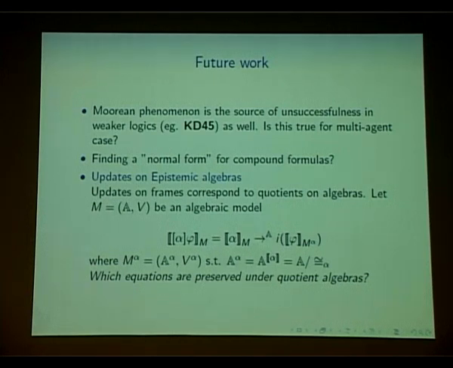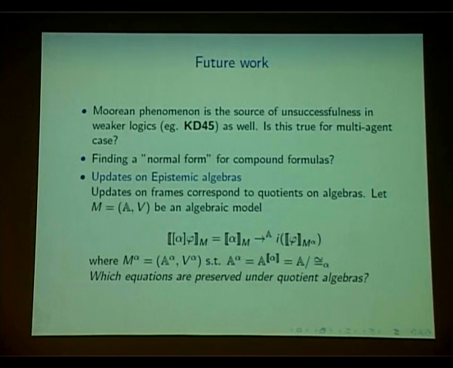Since this is a work in progress, I have a lot of directions that I want to explore. Now, Moorian phenomena, which was for the single agent case, says that even for weaker logics, so for the logics of belief, KD45, there as well the Moorian phenomena is the reason for unsuccessfulness of a formula. We saw that most of the proofs in the multi-agent case rely on the frame being reflexive and transitive and so on. So what happens if we drop some of these conditions? It will be interesting to see which formulas remain successful or not.